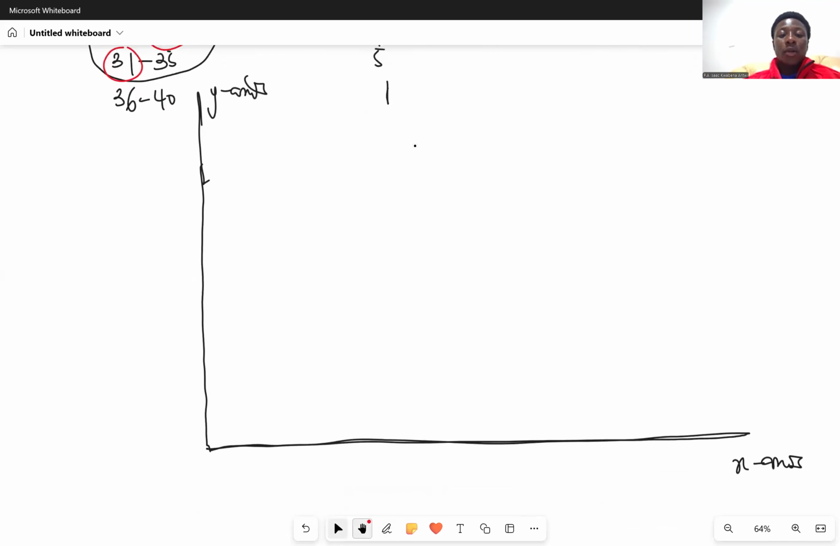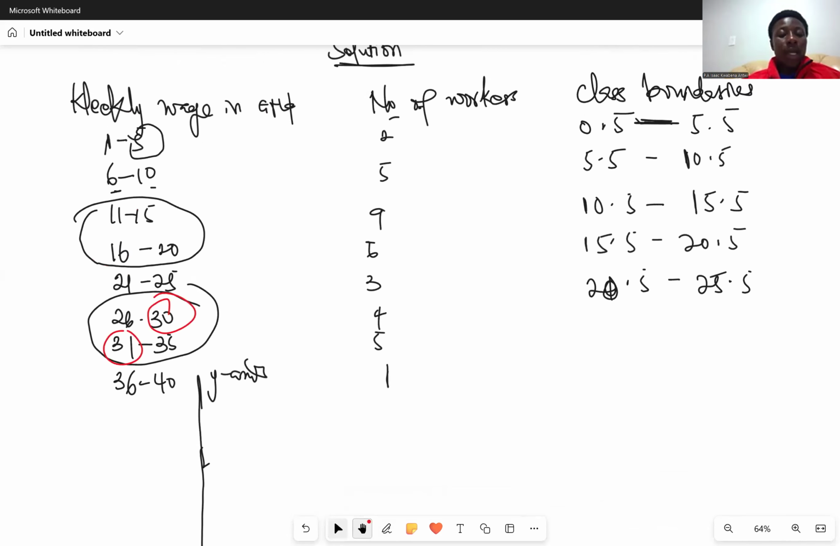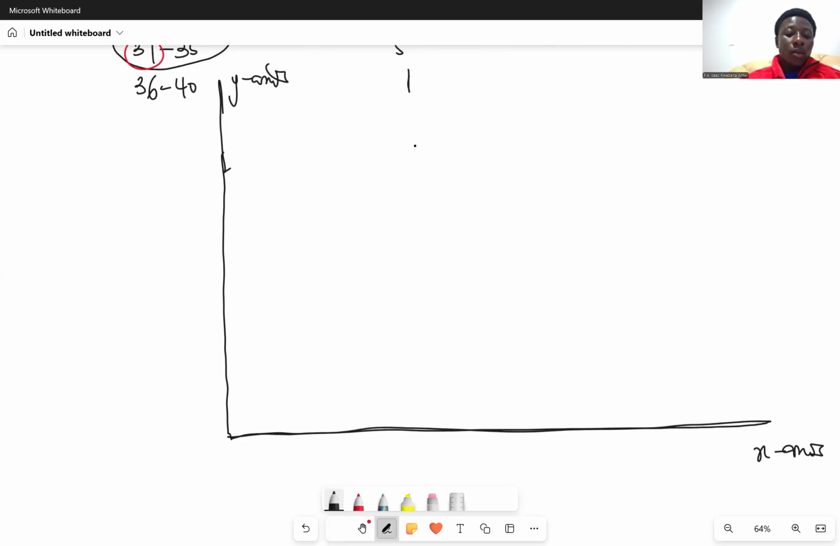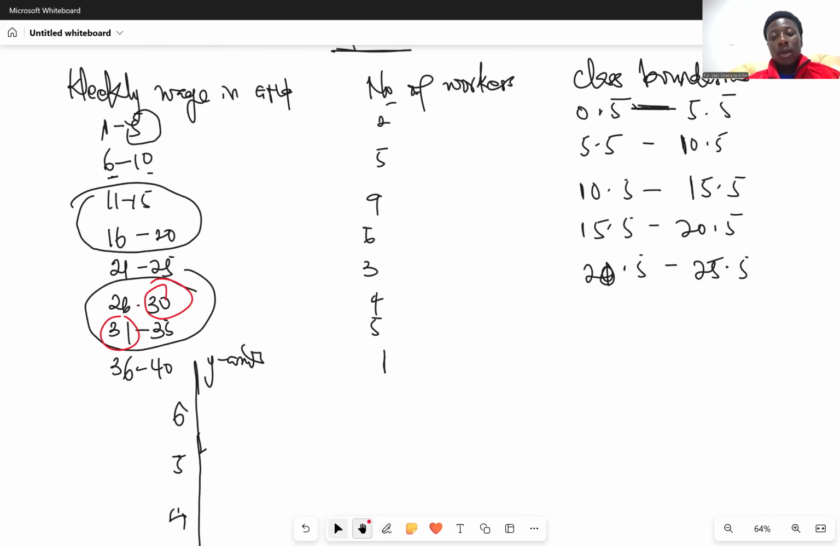Okay, so the frequency you have to scale. I think 1 to 10 will do, right? And so on and so forth. Then guys, you know what we do? This one, the histogram, draw the boxes first, as you've been doing.